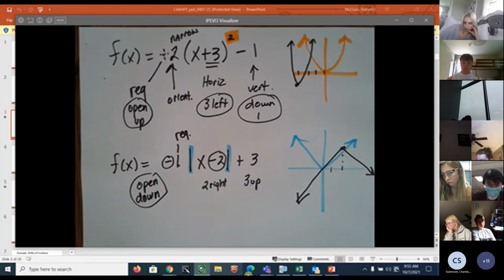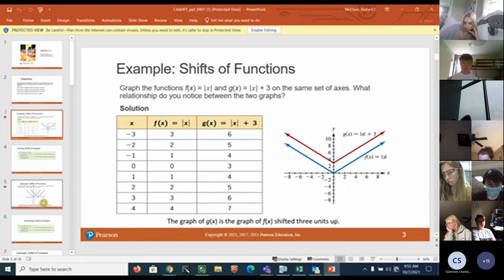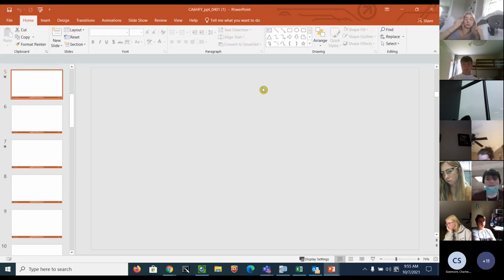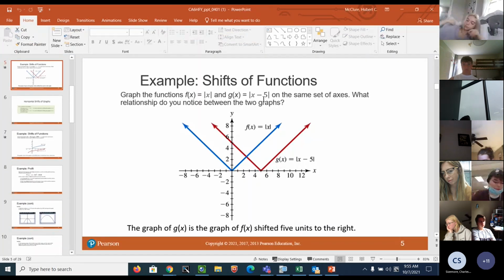Okay? So let's go back. And here's one right here. That's the horizontal shift, because the 5 is actually attached inside the brackets to the x. So that's a horizontal shift of 5 to the right.